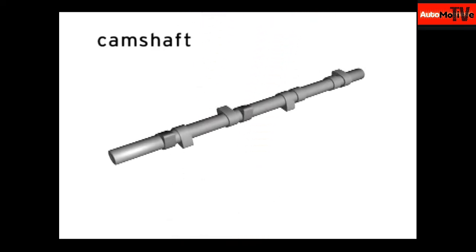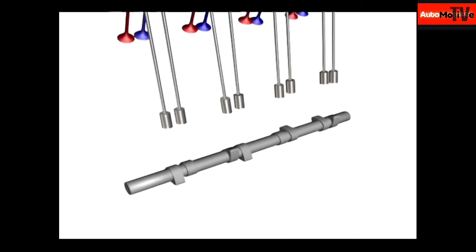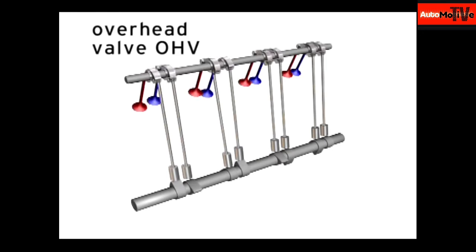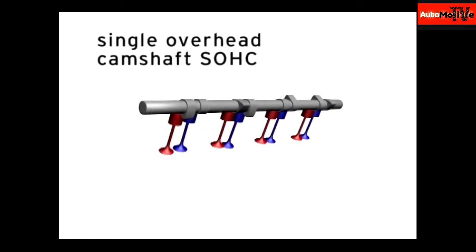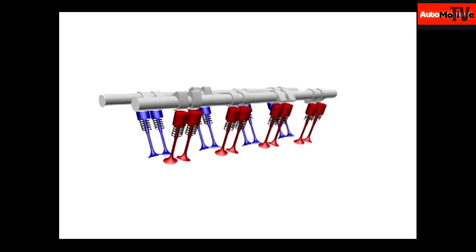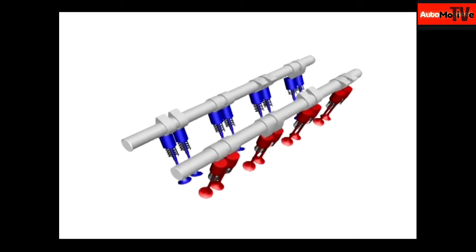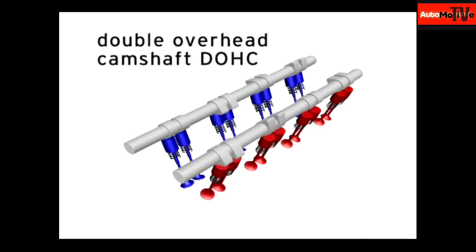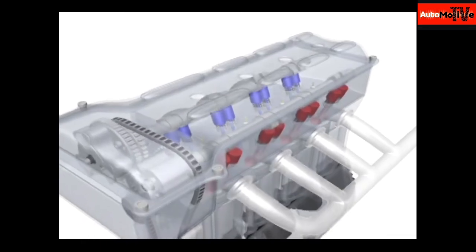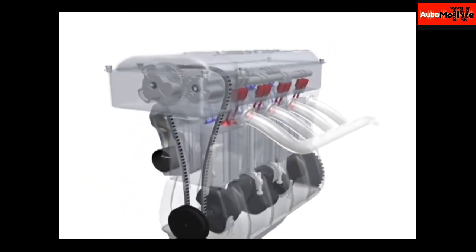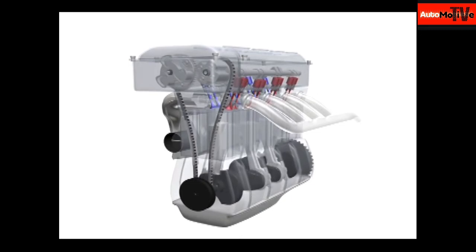The opening and closing of the valves is performed by the camshaft. Some engines use one camshaft with rocker arms and/or push rods actuating all of the valves. If the camshaft is above the valves, it's called a single overhead camshaft, or SOHC engine. When an engine uses a separate camshaft for the intake and exhaust valves mounted above the valves, this design is called double overhead camshafts, or DOHC. All Toyota engines use double overhead camshafts.